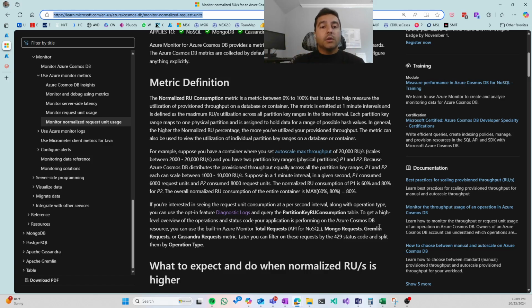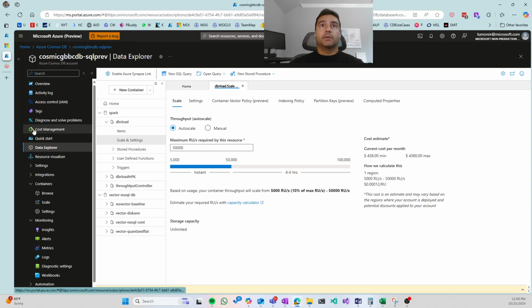And normalized RU takes into account the maximum across all your physical partitions. So if you have one physical partition that went to 100% but others stay low, you're still going to see 100% normalized RU in the portal. So it's really important to narrow down whether this is a hot partition scenario or not when you're doing that analysis. So how do we approach this from a metrics perspective?